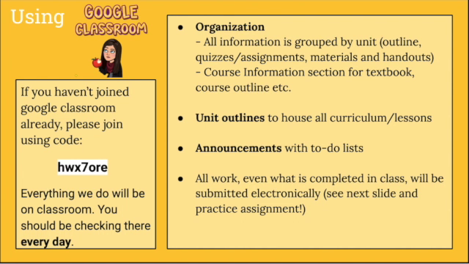If you're not accessing Google Classroom and you're not doing work, I will know, and I will have to call or email home. Okay, so organization: all your information is grouped by unit. So you'll see Unit 1, trigonometry, which we're starting with, has had some lessons and videos posted there. There is an outline for it. You will have quizzes and assignments, materials, and handouts all posted in that unit. So just look, if we're on that unit, that's your main source to go to. There's also a course information section for your textbook and course outline in Google Classroom as well.